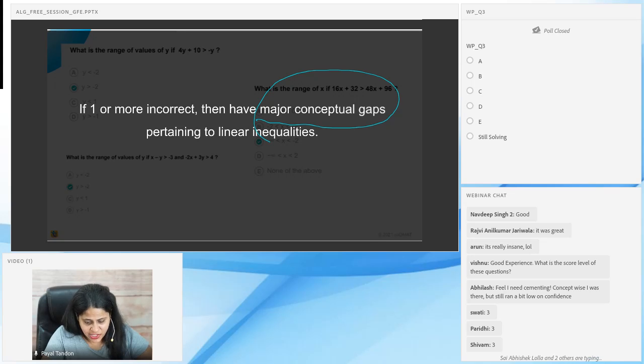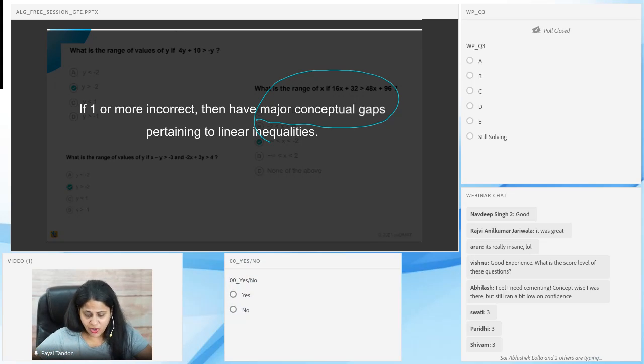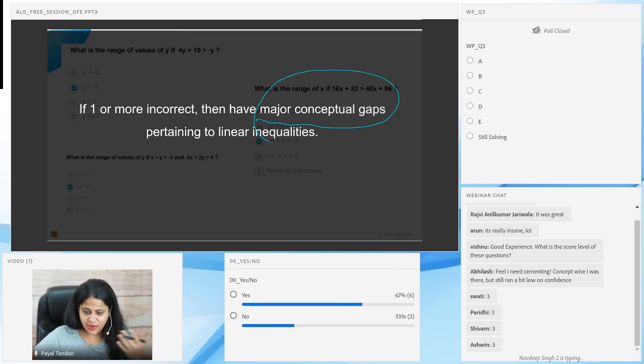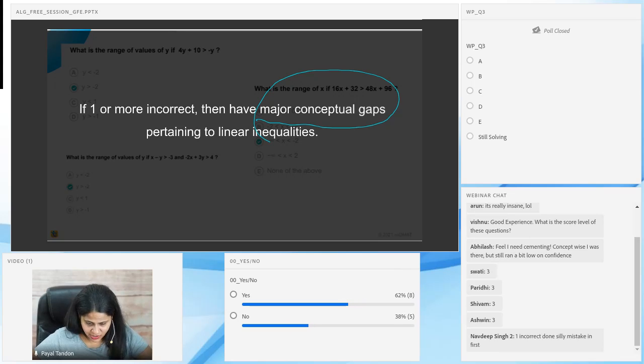So if you got all three questions correct, great job. You do not need to go through any of the concept files in that module. Okay, if you answered even one question incorrectly, I want you to click on no over here, because the feedback for you is that you have major conceptual gaps.